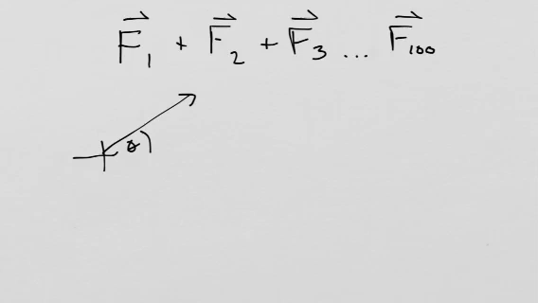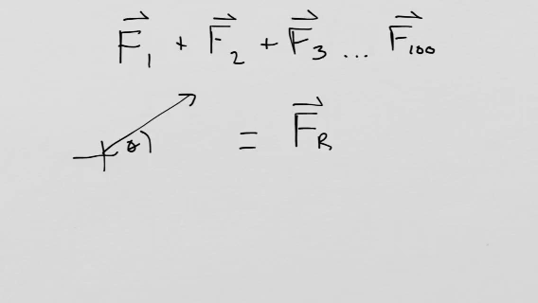When we sum all of these vectors up, we're going to be left with what's known as a resultant vector. The resultant is going to have its own magnitude and its own direction, and that is going to be the result of adding all of those vectors.